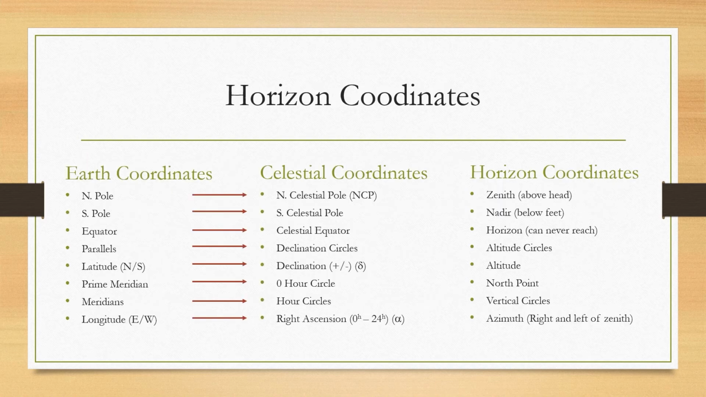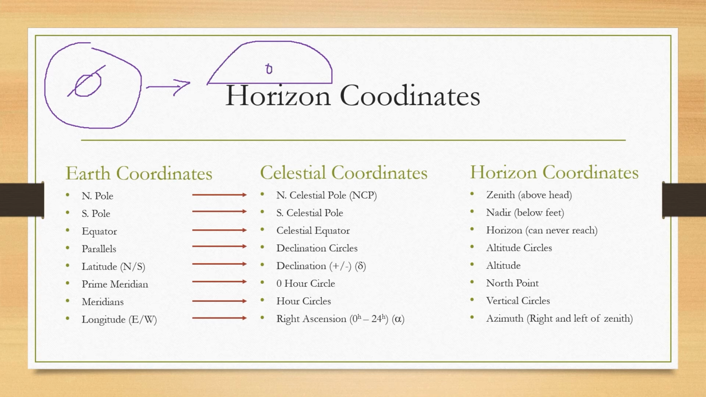Well, let's move on to some horizon coordinates. Remember, Earth coordinates, North Pole. On the celestial becomes the North Celestial Pole. So now we're moving from the celestial sphere to literally this, where you are standing right here. In this case, you're going to have a whole bunch of things. The North Celestial Pole becomes the zenith, which is right above your head. The South Celestial Pole is going to become the nadir, which is below your feet. The celestial equator is the horizon. You will never reach it. No matter how hard you try, you can never reach the horizon.